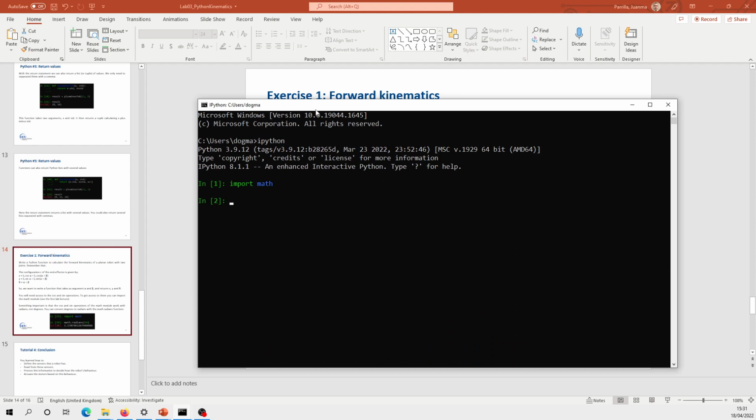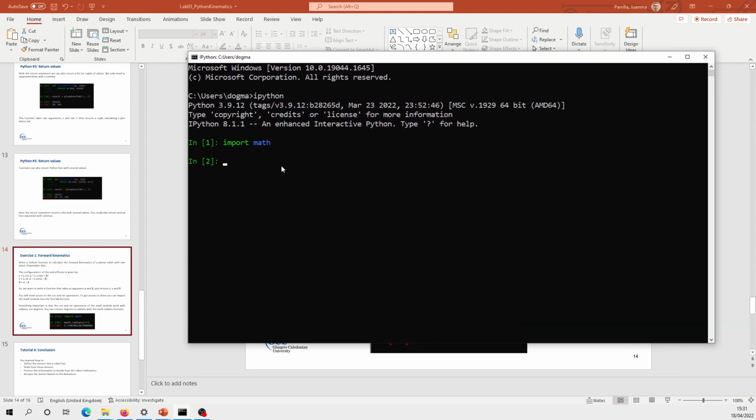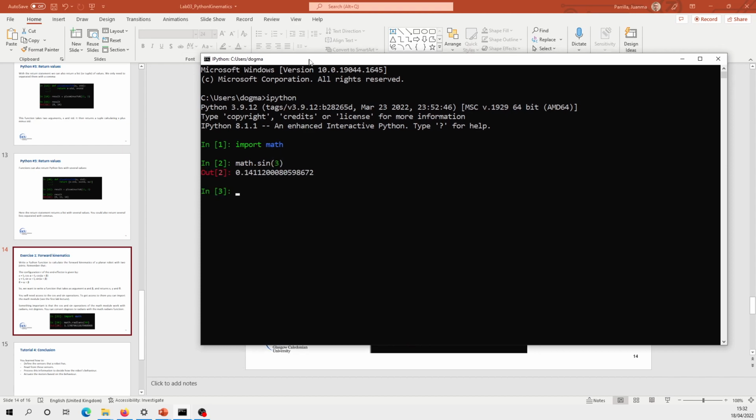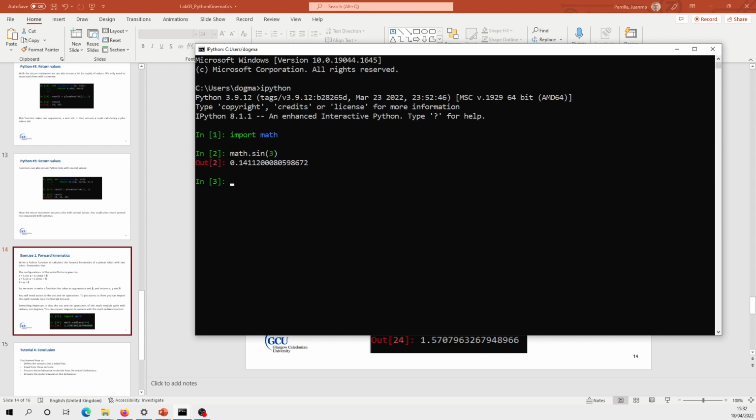Let me zoom in a bit. The first thing I'm doing is importing math. So now I have access to the different math operations, such as sin of 3, for example, and it returns this value. Anyway, let's make a function to calculate the forward kinematics.